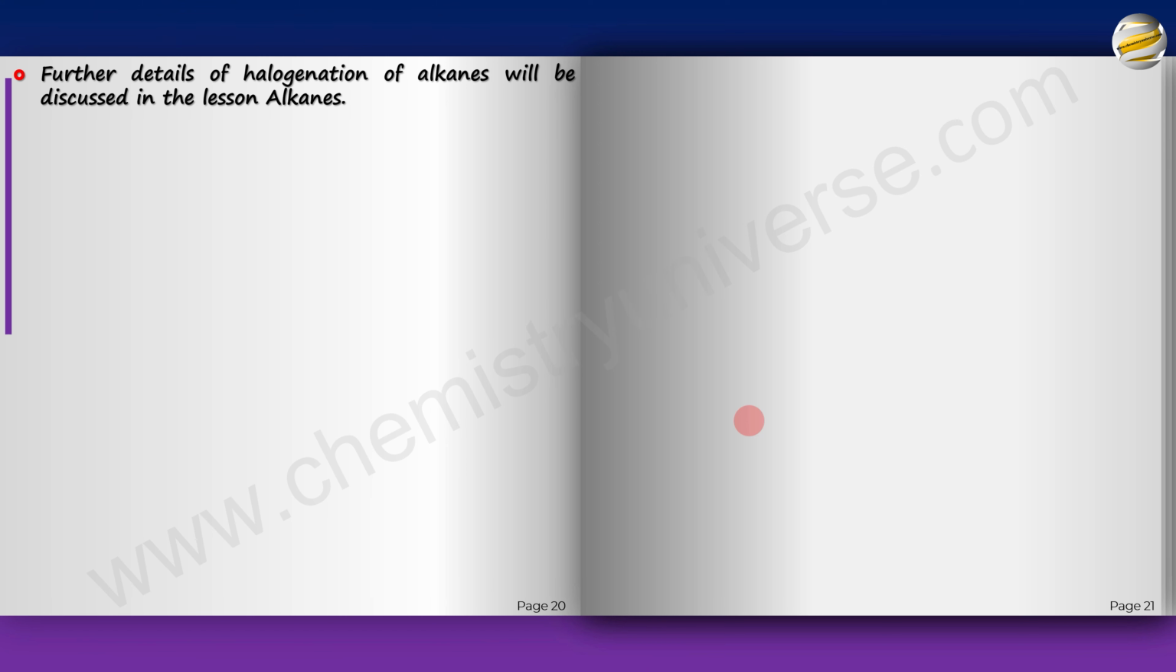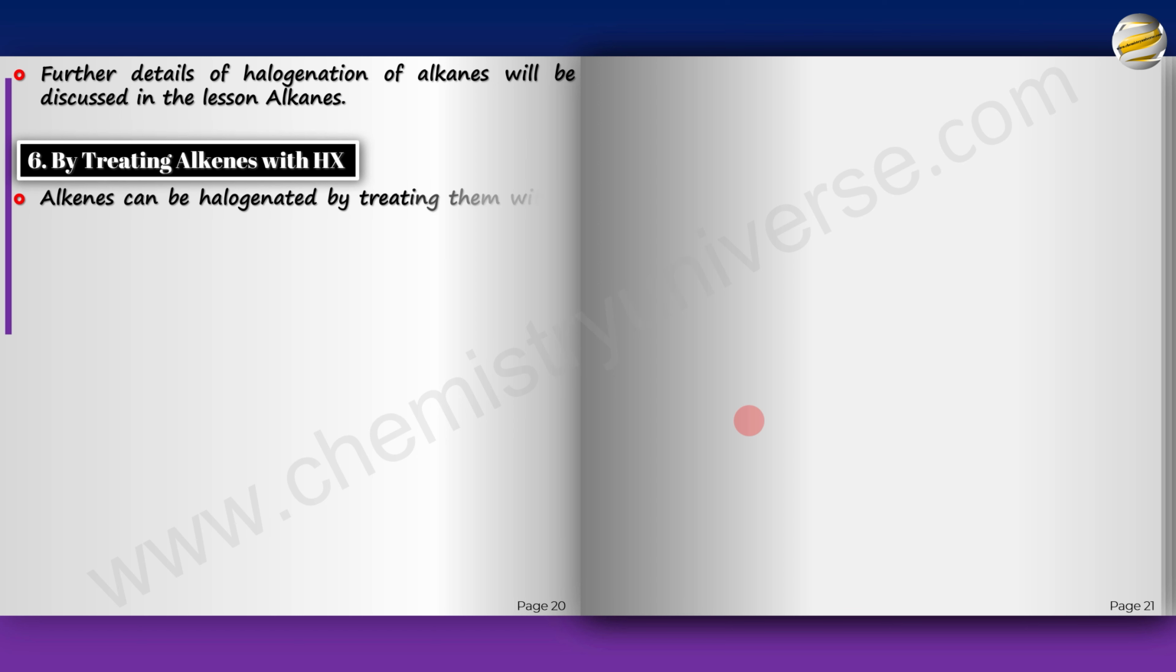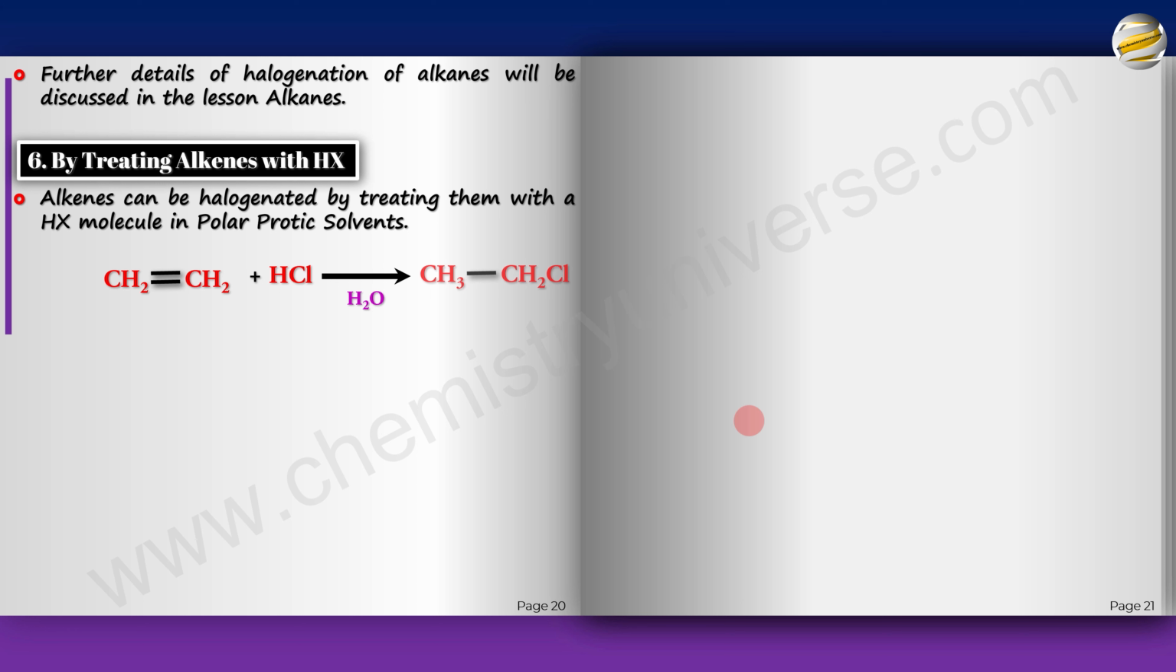The next is, of course, treating the alkenes with HX. So alkenes can be halogenated by treating them with an HX molecule. It is addition reaction. So you have an alkene, you have HCl, you have a protic solvent. Now the alkene would take the H plus first and one of the carbons will become CH3, the other will become the CH2 plus, and that will take the Cl minus and you'll get alkyl halide. So mechanism goes like this.